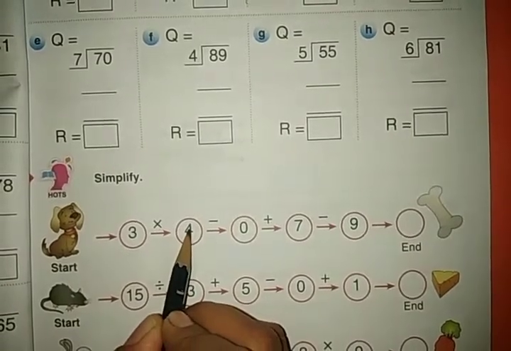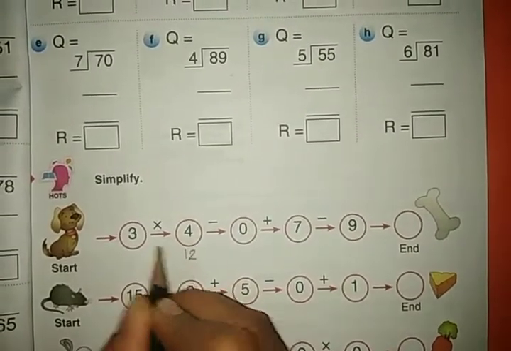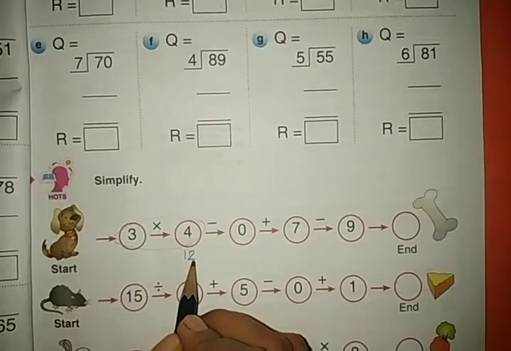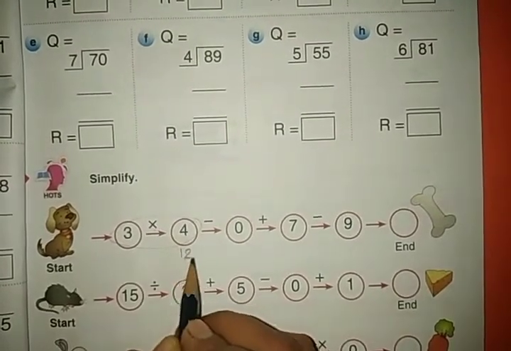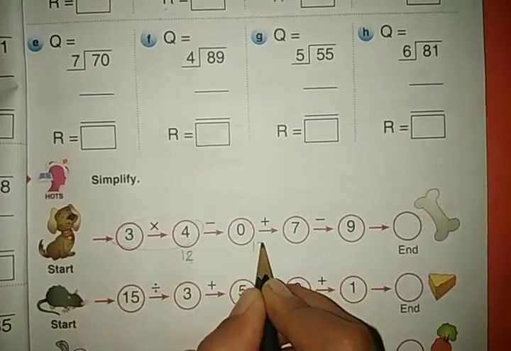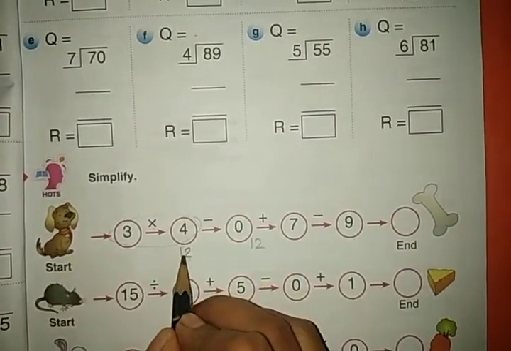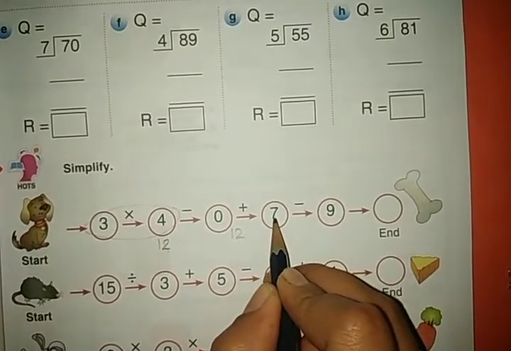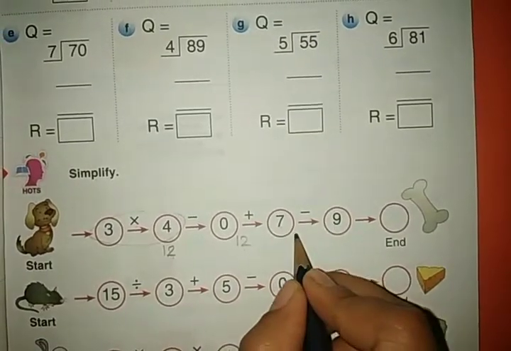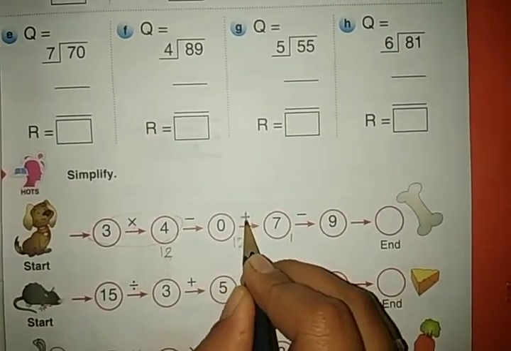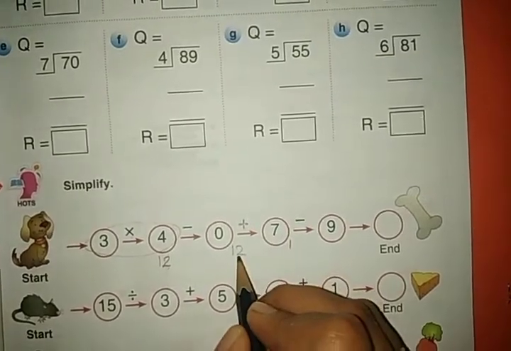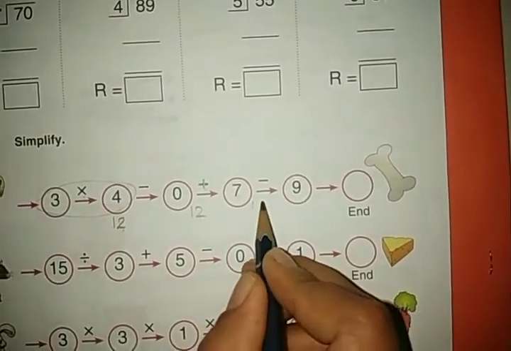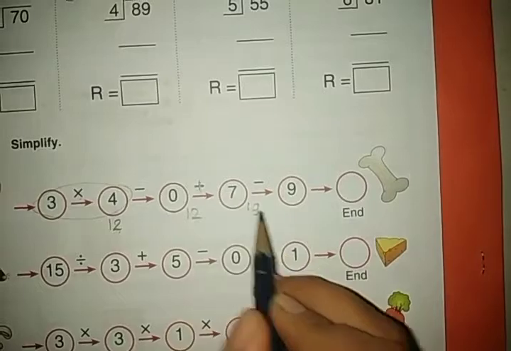This means we need to multiply this 3 and 4. 3 4s are 12. Yes, 3 4s are 12. Then your answer till here is 12. Then 12 minus 0 is 12 only. If you subtract 0 from 12, you will get the answer 12 only. Then next 12 plus 7 will be 19. Here addition sum is there, so we need to add the numbers, the answer and the 7. 12 plus 7 is 19.